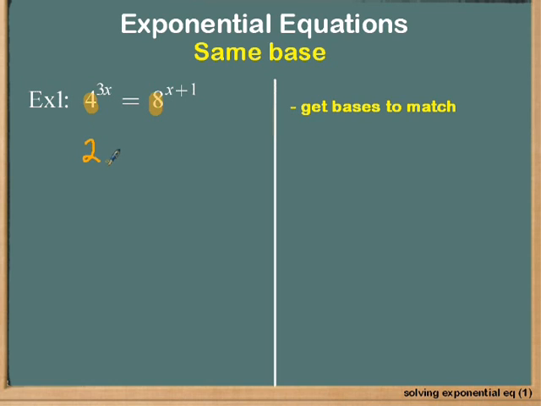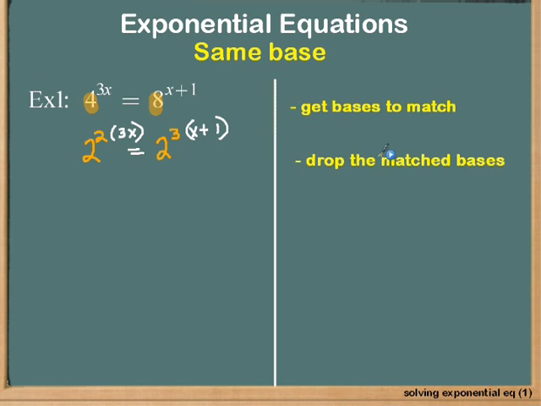So 4 can be expressed as base 2 to the second, and 8 can be expressed as base 2 to the third. Very important that you don't forget about the other items in this problem, like the term 3x, and how about that x plus 1? And let's use parentheses since both of those terms have to multiply the 3. So we have that, and now what do you think we should do next?